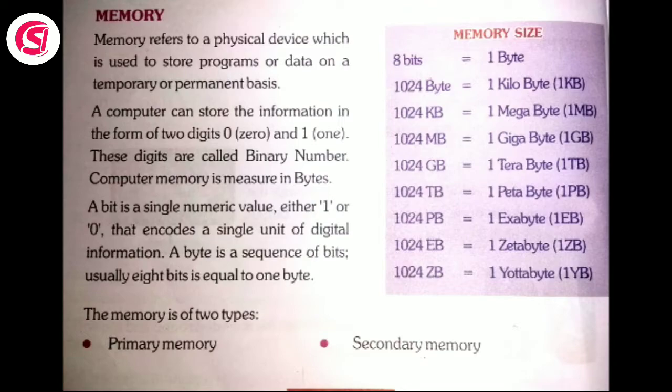Now look at the picture. 8 bits make up to 1 byte, that is occupied by one character. Other is 1024 bytes is equal to 1 KB. 1024 KB is equal to 1 MB. 1024 MB is equal to 1 GB, and so on.